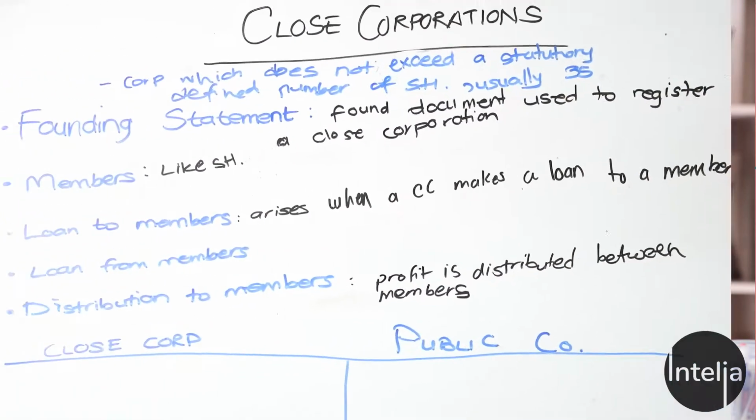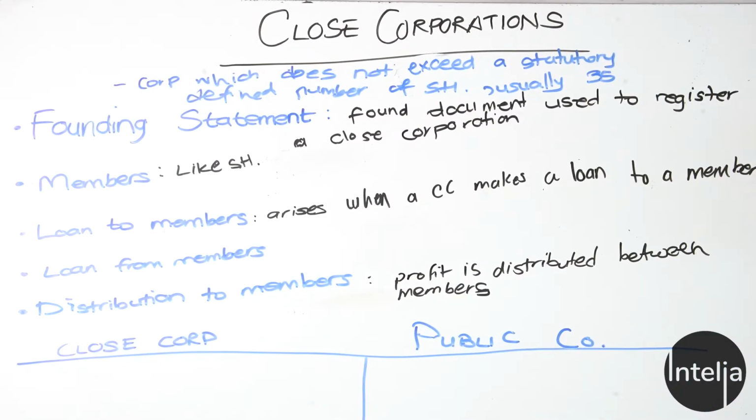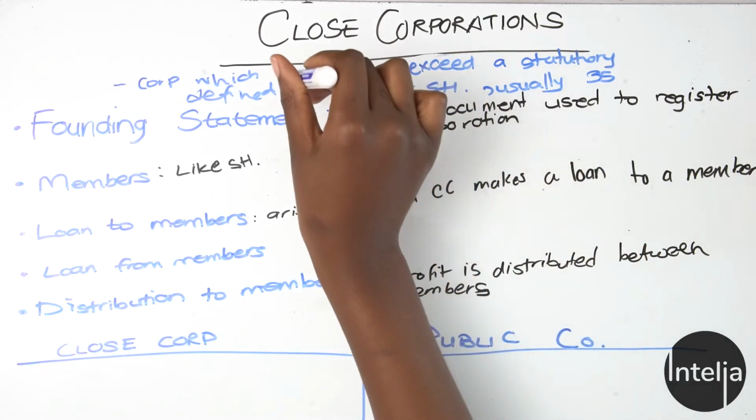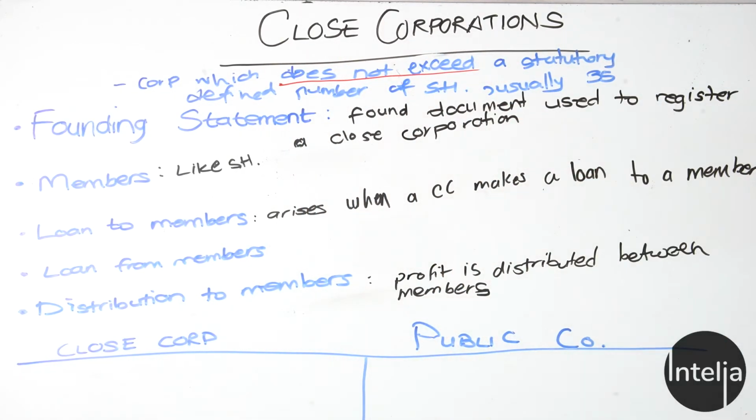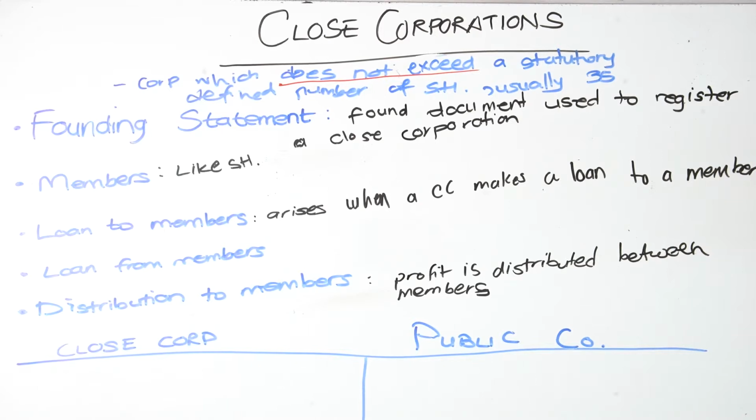So first and foremost, I hope that you guys know and understand what a closed corporation is, but if you don't, that's why I'm here, and I'm going to give you the definition. If you just look at my board, you're going to see that a closed corporation is a corporation which does not exceed a statutory defined number of shareholders, usually 35, right? Basically it's just a company, and this is a corporation, and I suppose it's closed because of the number of statutory shareholders that are usually acceptable, right?